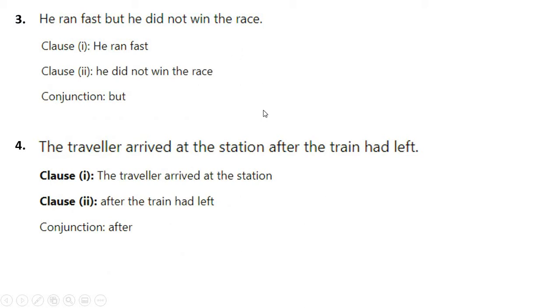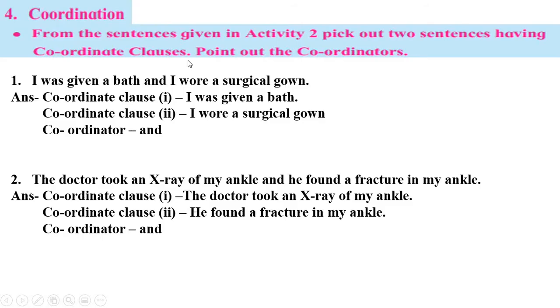Third one, he ran fast but he did not win the race. Clause 1, he ran fast. Clause 2, he did not win the race. Conjunction, but. Fourth one, the traveler arrived at the station after the train had left. Clause 1, the traveler arrived at the station. Clause 2, after the train had left. Conjunction, after.